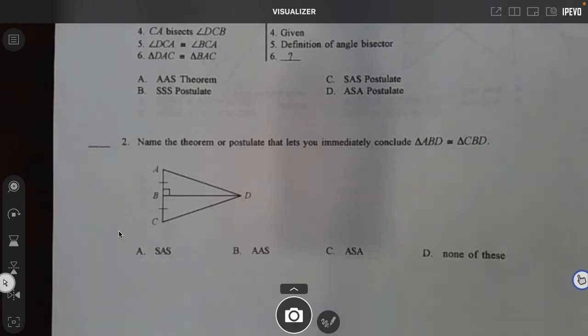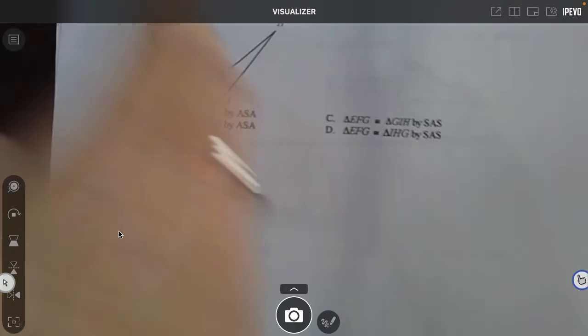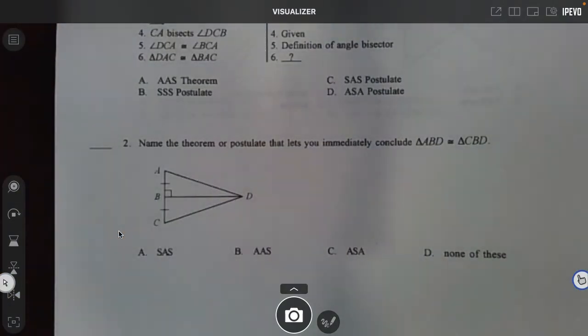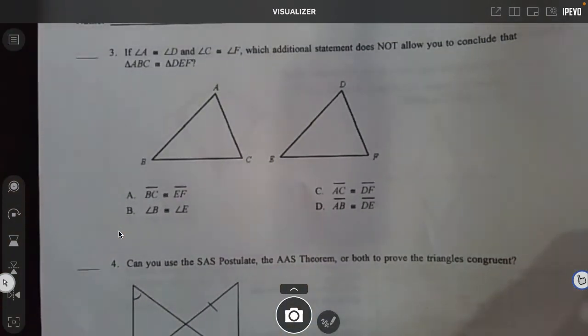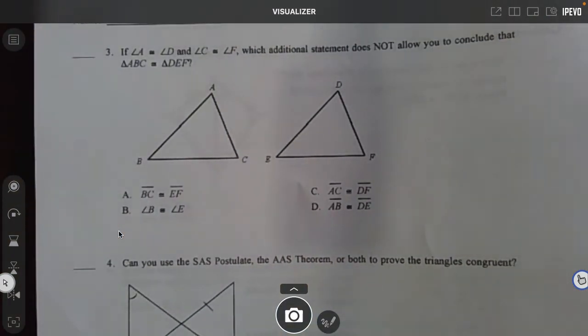Okay, number 3. Now, again, they give us a lot of information. So what are you going to do to your triangle? You're going to draw on there. You're going to mark on there. Angle A is congruent to angle D. So I am marking that. Then what does it tell me? Angle C is congruent to angle F. So I am marking that.